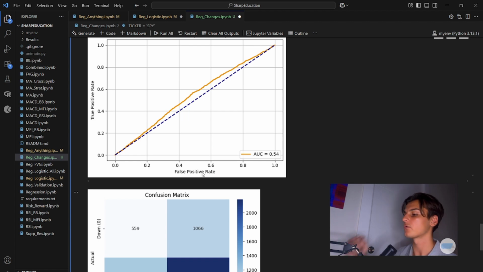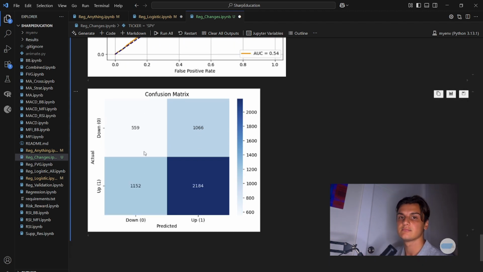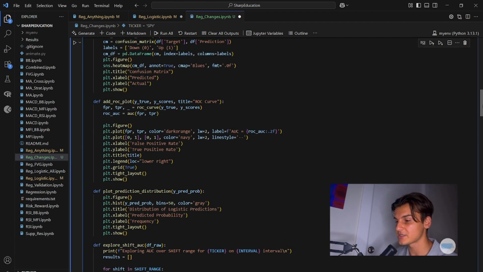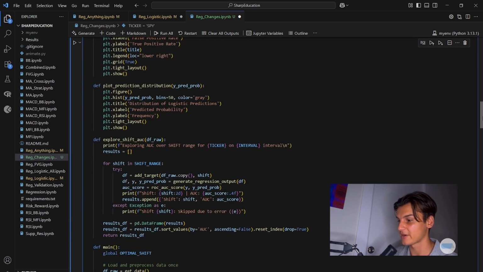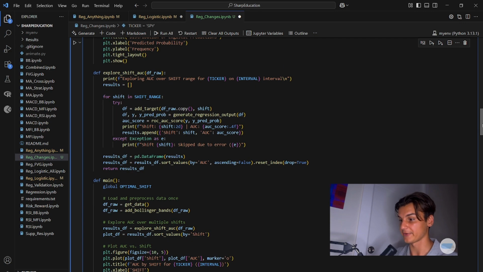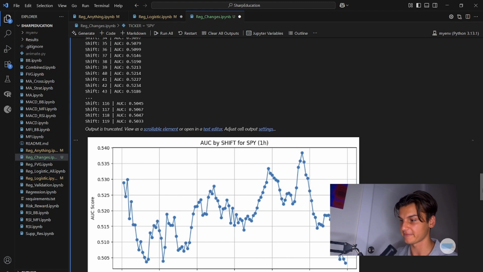So the model's still not very effective, and this is shown by the area under the curve staying at 0.54. Before we modify the cutoff threshold to make our confusion matrix more beautiful, or, I don't know the proper term for it, to fit our strategy more effectively to the data, we should make sure our area under the curve plot is better. And that's the reason I used area under the curve to optimize our shift.